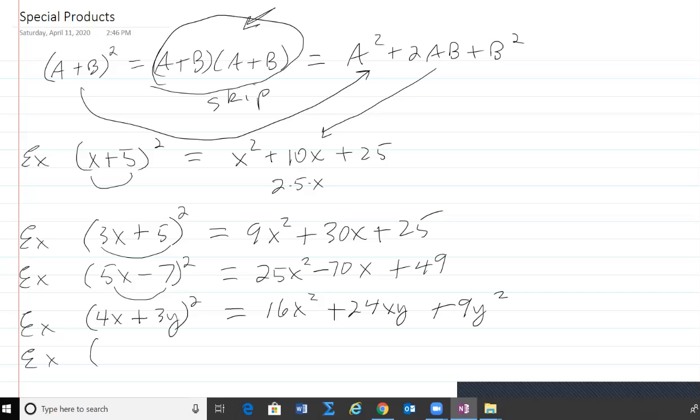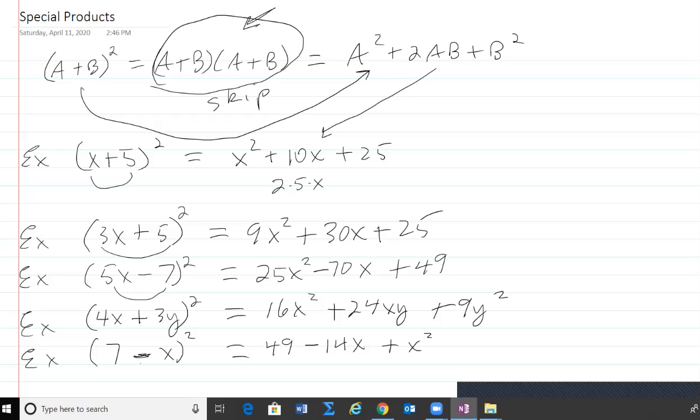Okay, let's do another one here. Let's do 7 minus x squared. Well, that's a 49. 7 squared is 49. You're going to have a minus because there's a minus in the middle. Double 7 times x, so that's 14x. Okay, and you're going to have an x squared on the end. You always have that plus x squared on the end term. Even if this is a minus, it's still plus x squared in this case.